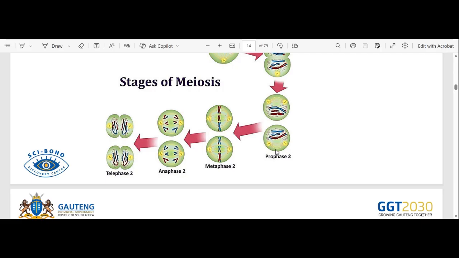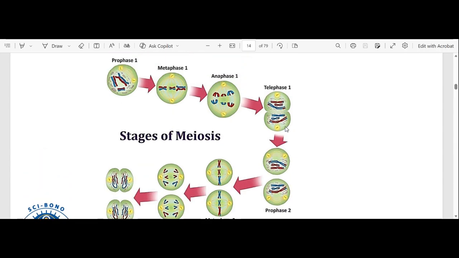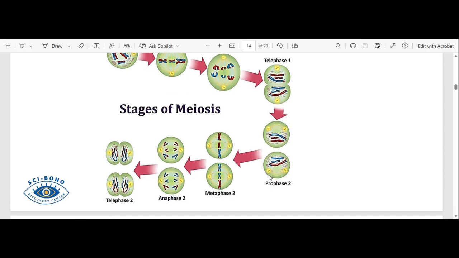In meiosis two, we start with prophase two. We already have two cells that have split, so we have two cells in prophase two, and we do not have crossing over in prophase two. Remember that we do not have crossing over here, whereas in prophase one, we have crossing over. I hope that makes a lot of sense.